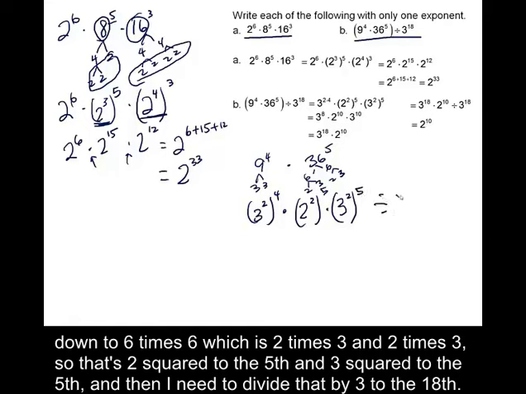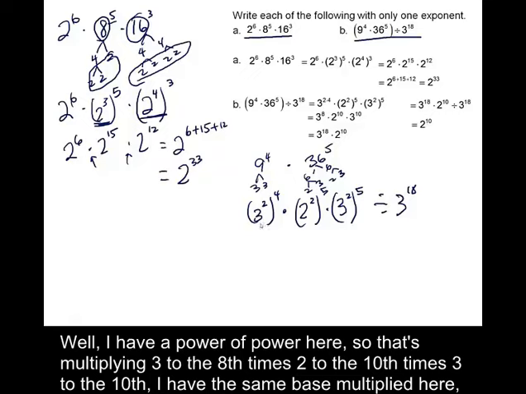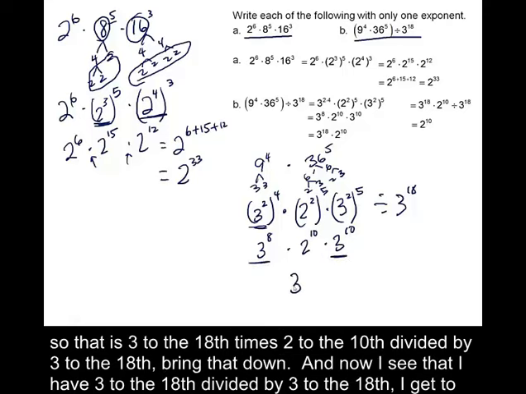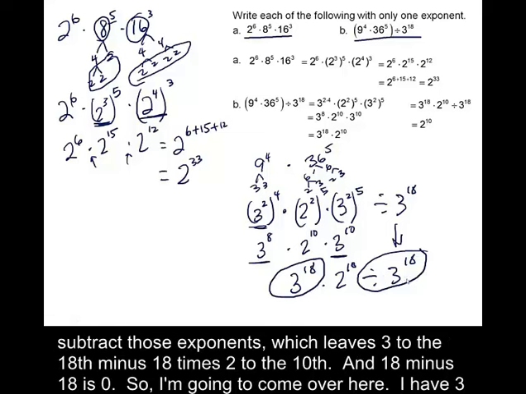And then I need to divide that by 3 to the 18th. Well, I have power of a power here, so that's multiplying: 3 to the 8th times 2 to the 10th times 3 to the 10th. I have the same base multiplied here, so that's 3 to the 18th times 2 to the 10th divided by 3 to the 18th. Bring that down. And now I see that I have 3 to the 18th divided by 3 to the 18th. I get to subtract those exponents, which leaves 3 to the 18 minus 18 times 2 to the 10th. And 18 minus 18 is 0.